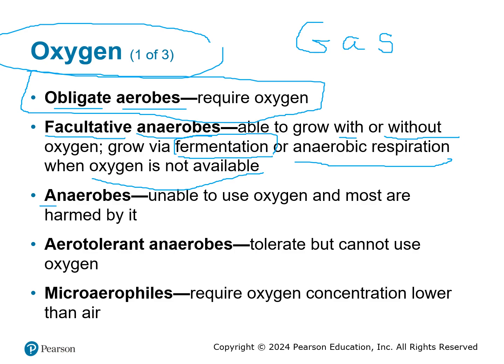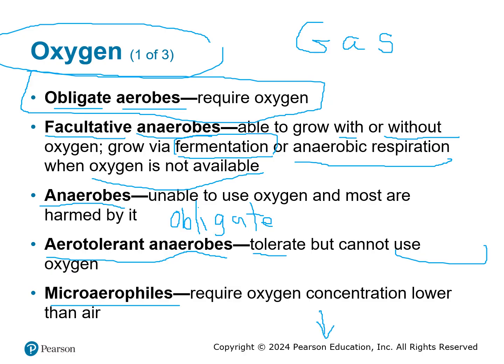All right, anaerobes and obligate, you could say this is an obligate anaerobe. Obligate, cannot have oxygen, it will die. So an easy way to kill those is put oxygen on it. All right, aerotolerant anaerobes, they tolerate it, but they don't use it to grow with. Then microaerophiles, they have to have a little bit lower than normal air, a little bit less oxygen than the air contains.